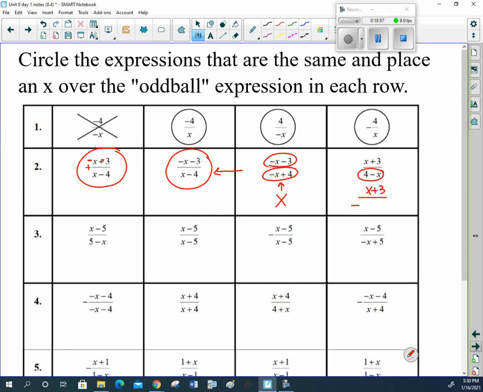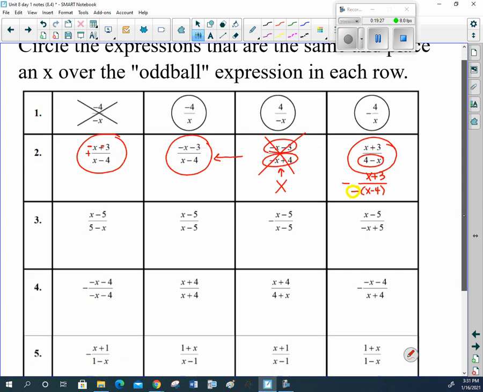So that would be negative and then x minus 4. But remember this negative sign right here, we can move it out to the middle if we need to, or to the top. So if I move it out to the middle, then it looks just like the original one on the first column. So this one is the same. So yep, this was the odd man out. This one was the one that was different. Okay, kind of getting the idea.